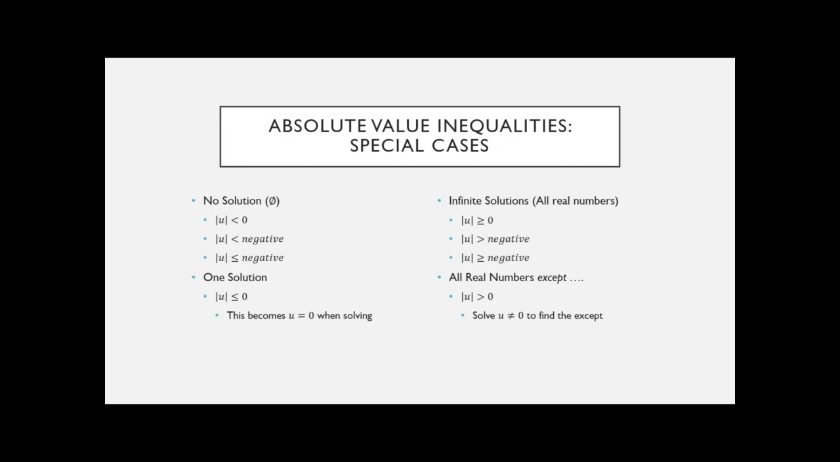If it's greater than or equal to 0, you have infinite solutions, because the absolute value will always be greater than or equal to 0. It's going to be positive or 0, so that's always going to be true. And then if it's greater than 0, you're basically solving, and you just have to make sure that you don't include 0. So it's like you're solving u not equal to 0, because it's everything but 0. 0 can't be included there. So you're going to have all real numbers, except there's going to be some number that's not allowed, and that's going to be wherever that is equal to 0.